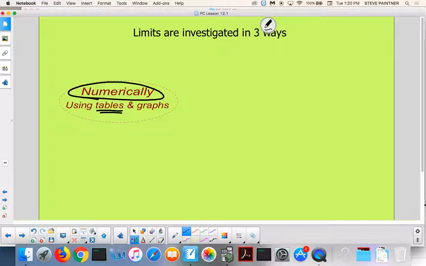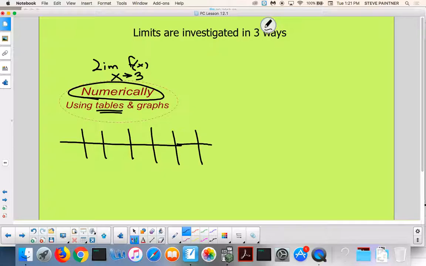One of them is numerically, using a table. So if I asked you this, the limit of f of x as x approaches 3, how would you do that? Using a table? Let me just put 3 here. We'll call this your limit. What's the limit at 3? Well, you have to move in from the left. So you want to get closer and closer to 3 from the left. What would be pretty close to 3?